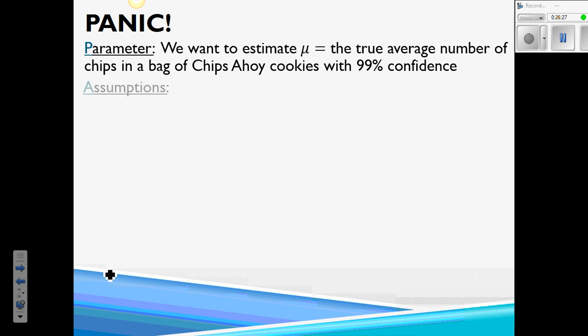All right, let's talk about the assumptions. What assumptions do we need to have? Random sample. Do we have that? Because they did what? They told you they have a random sample of 16 bags, because you guys told me 16 bags, right? All right, after a random sample, what do we check for?